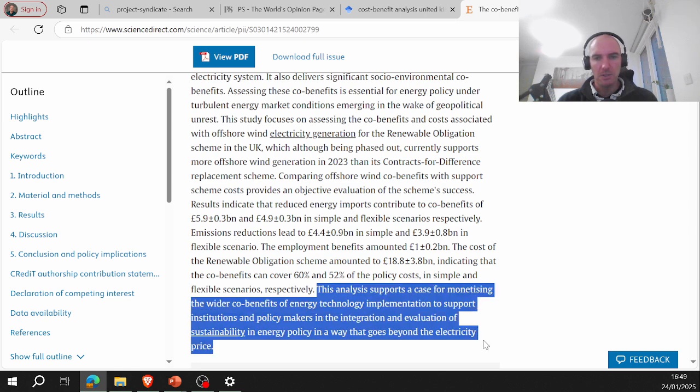Okay, so we have this conclusion here. The analysis supports a case for monetizing the wider co-benefits of energy technology implementation to support institutions and policymakers in the integration and evaluation of sustainability in energy policy. Now, here's where my wider reading might be relevant.